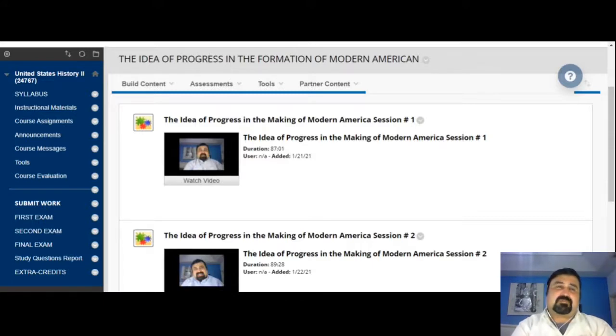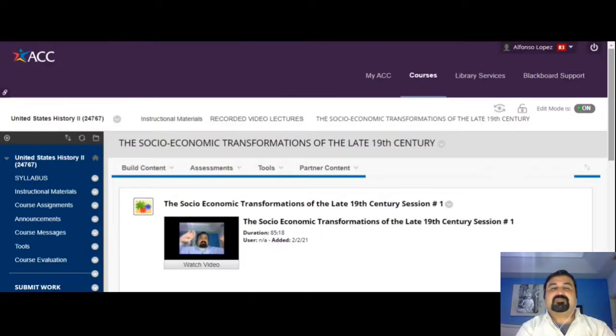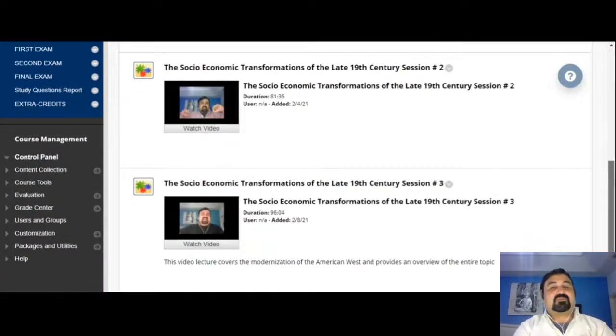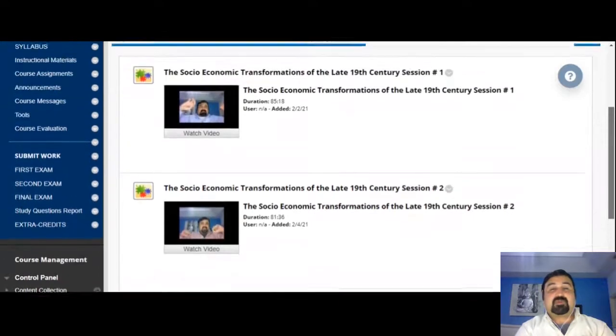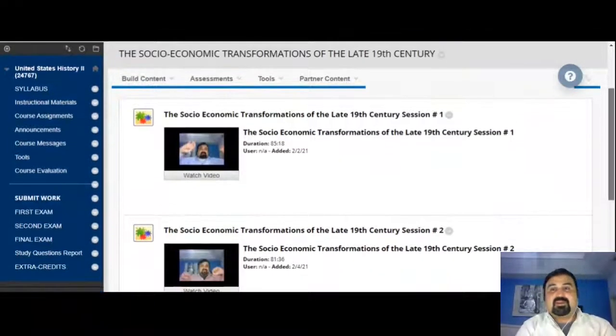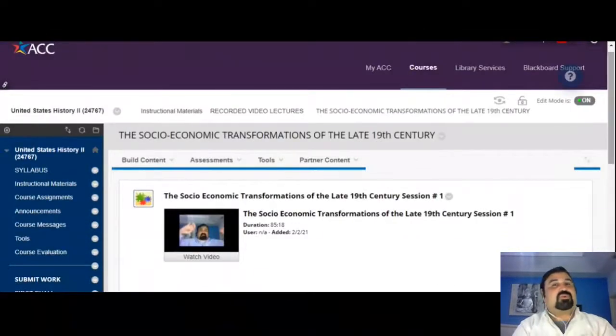Okay, so this is the first topic. It's called the idea of progress in the formation of modern America. And once you're through with that, then you go to topic number 2, the socioeconomic transformations of the late 19th century. And there are also going to be 3 sessions on that as well. Session 1, Session 2, and Session 3. And so you go in that order. They're already organized for you.